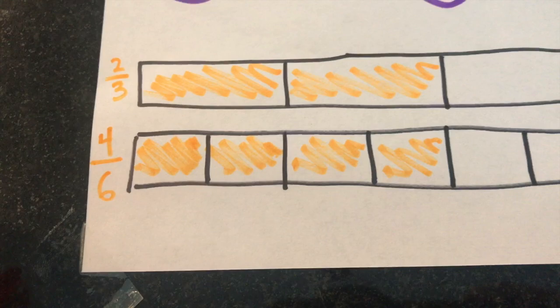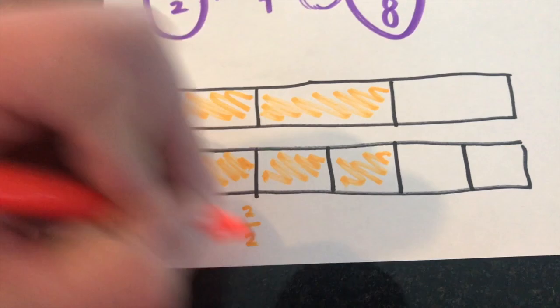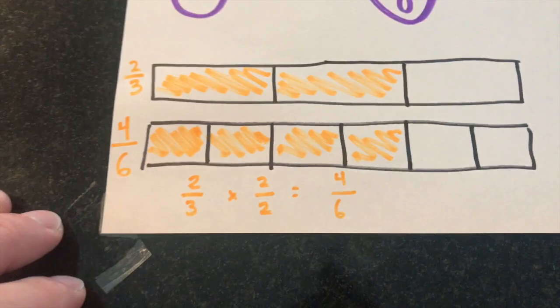Now, if we similarly use this little strategy, we've got 2/3. There are twice as many pieces, and we'll need to use twice as many of those. We can multiply across. 2 times 2 is 4. 3 times 2 is 6. We can show that 2/3 is the same as 4/6.